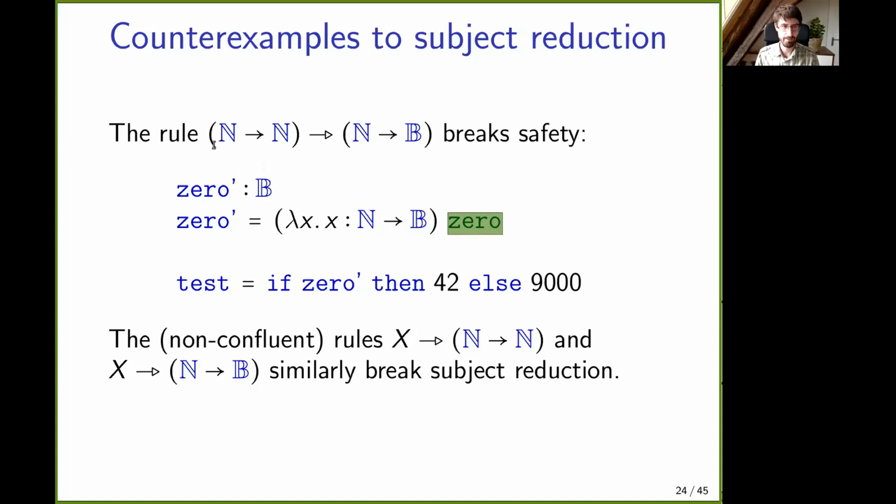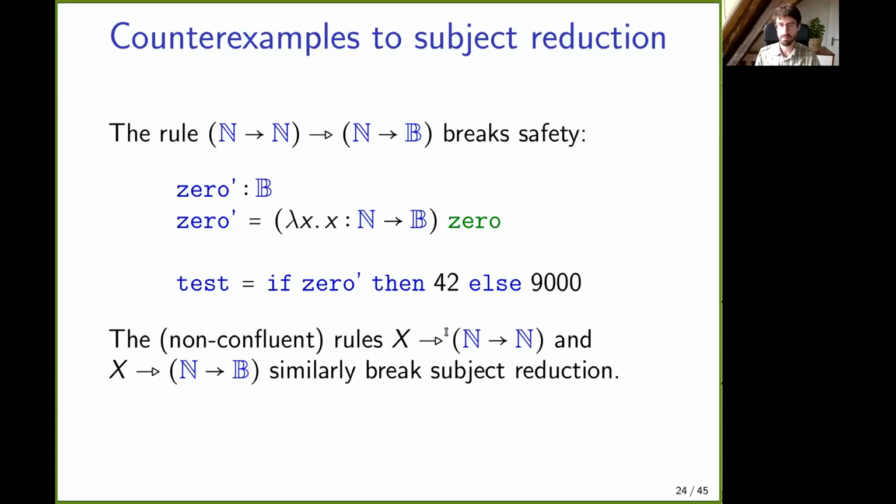So this is a problem. We don't really want to allow rewrite rules like this. There's a very similar problem if we have a symbol X, which rewrites to both not arrow not and not arrow bool. We have basically the same problem as I showed here, right? So this program is still accepted. So we would also like to avoid or prevent having this set of rules.